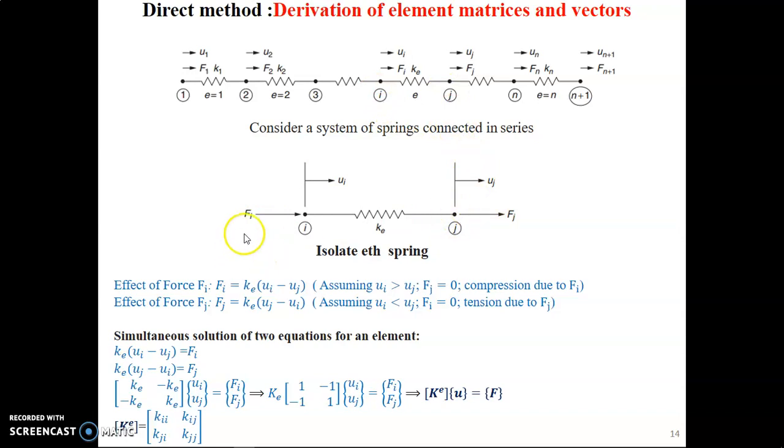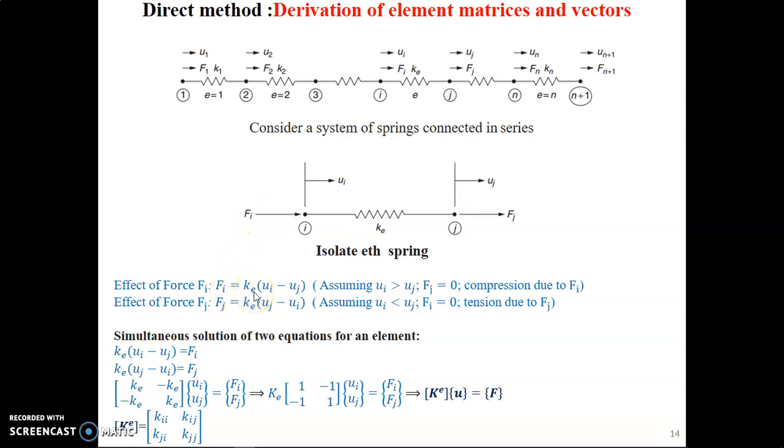Now let us analyze the effect of the Fi force on the ith node alone. In this case, we are disregarding Fj and using the principle of superposition, in which we consider one force at a time, and in the end we add the effect of all the forces. So initially we will take the force Fi only and disregard the Fj force. Let us assume that Ui and Uj are the displacements in the spring and Fi is the force acting on the spring. So the magnitude of the Fi force will be equal to Ke.